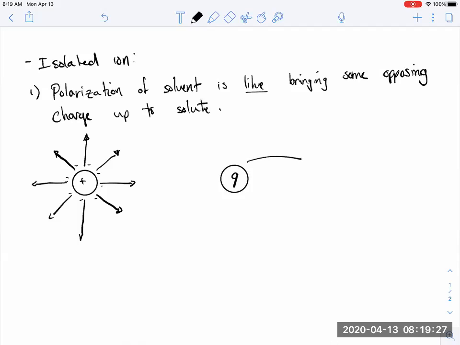It generates a field. Let's call that field subscript ion, which we know is going to be proportional to the magnitude of that charge. Now that field generated by the ion then is going to induce a dipole in response of the solvent.